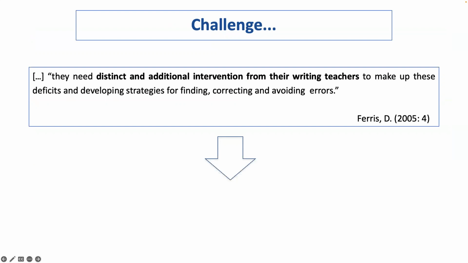Identifying specific mistakes is important in the process of eliminating them. And we again agree with Ferris, who says that students need distinct and additional intervention from their writing teachers to make up deficits and develop strategies of finding, correcting, and avoiding mistakes. But the challenge in the end is, how do we do this?